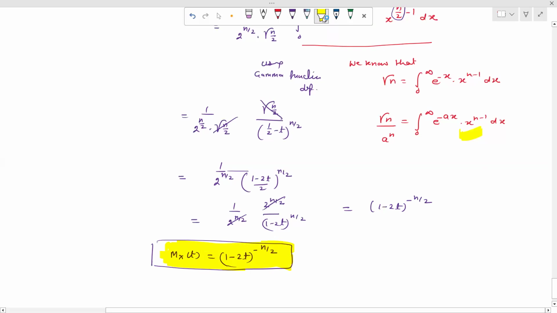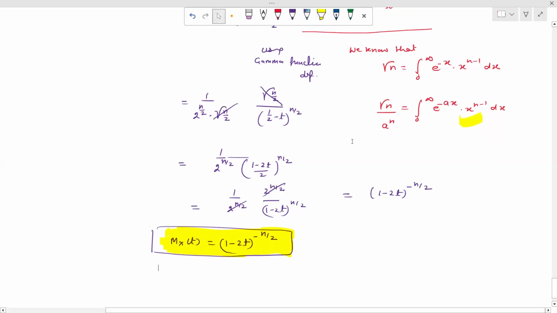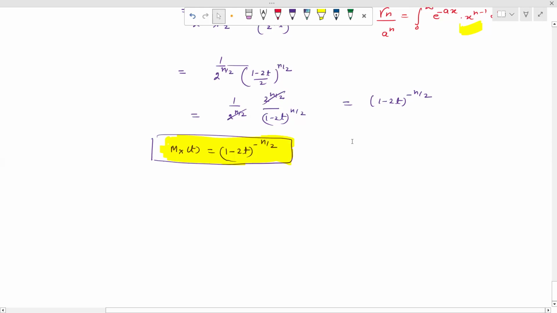So we see that the gamma function plays an important role for describing the distributions. That means we are using the gamma distribution, we are using the Weibull distribution, we are using the chi-square distribution. So gamma plays an important role.